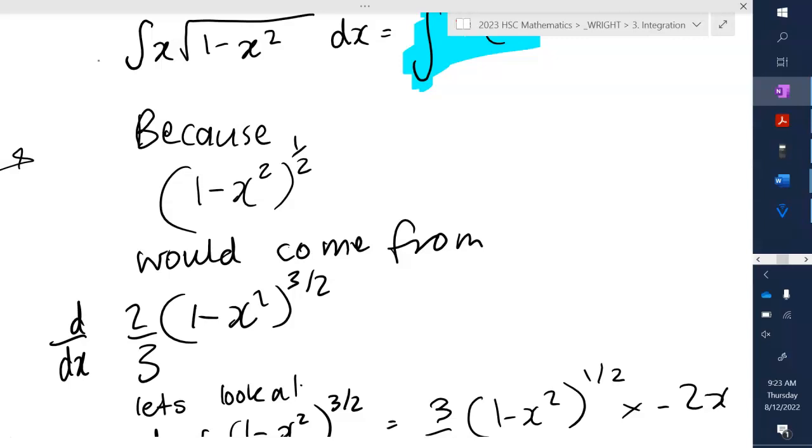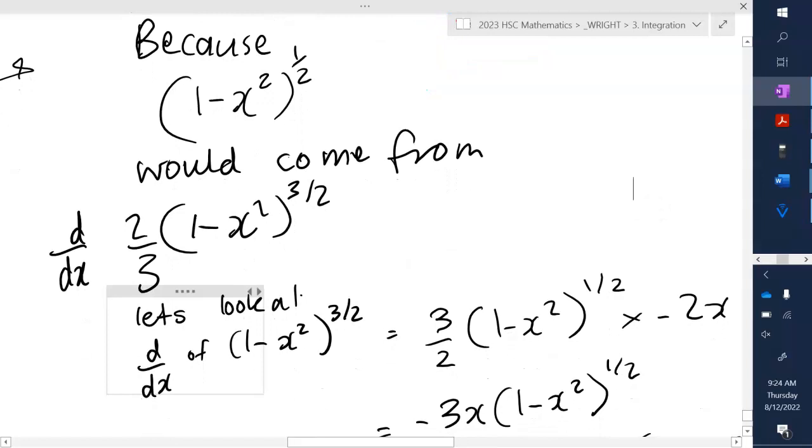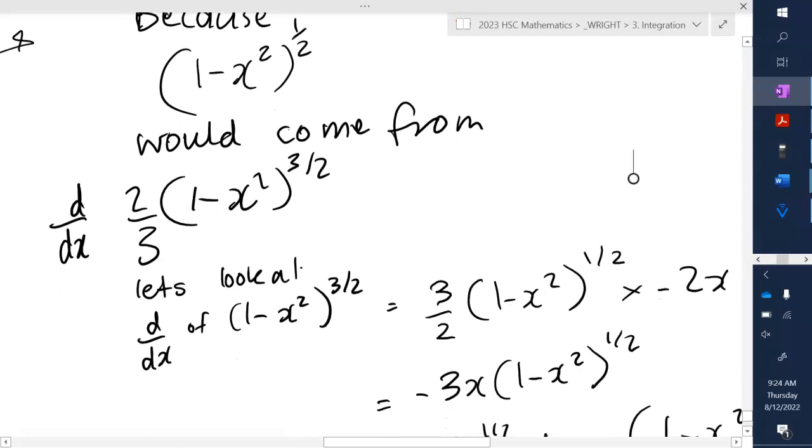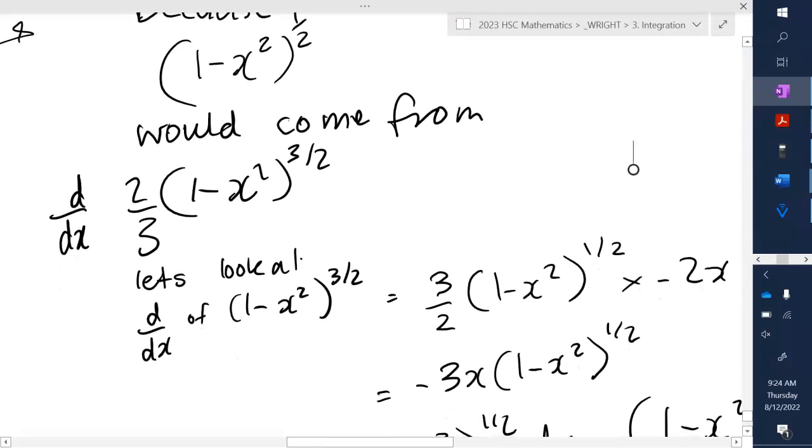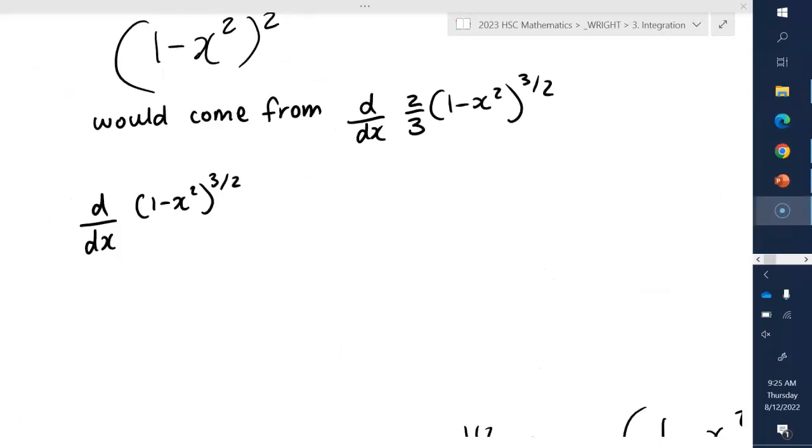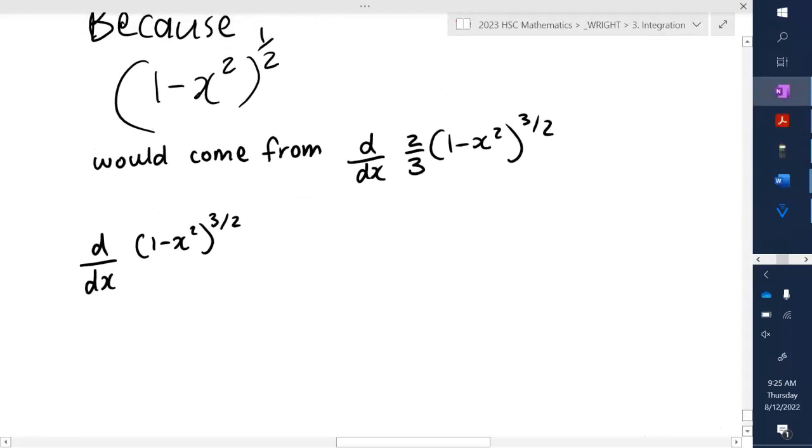So if I add 1 to the index, a half adding 1, I'd get 3 over 2. Divide by that 3 over 2, I'd be timesing by 2/3. So what I want to actually have a look at is that, to help me get my answer. And let's do that. So what I want to do is I actually want to differentiate 1 minus x squared to the 3 on 2 and see what we get.